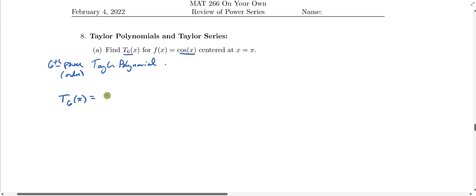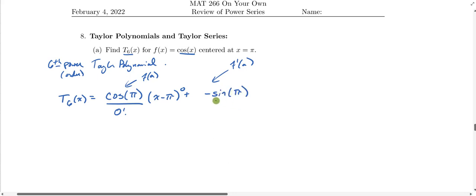And let's go ahead and just say that that's going to be the cosine of pi divided by 0 factorial times (x minus pi) to the 0th power. That's the 0th term. Plus, then we will take the derivative of the cosine. So remember, this is just our f of a. And the next term is supposed to be our f prime of a for the first term. And so I take the derivative of the cosine function, which is minus sine, and then we evaluate it at a, over 1 factorial, times (x minus pi) to the first power.